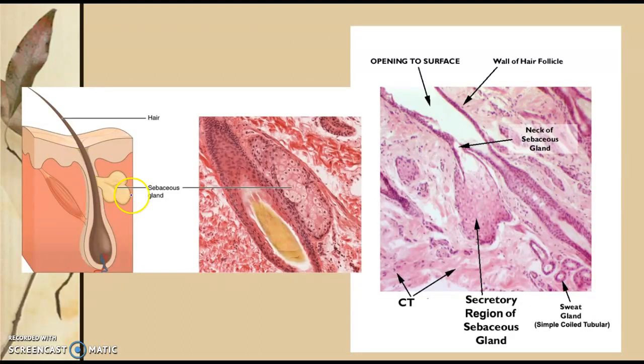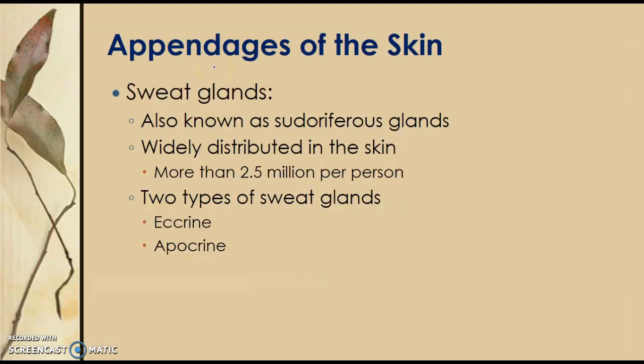So here is a sebaceous or oil gland, and you can see this one here is actually just dumping off into a hair follicle to release onto the surface of the skin. Same thing, here would be a hair follicle, and then here's the oil gland here that releases it up into the surface of the skin.